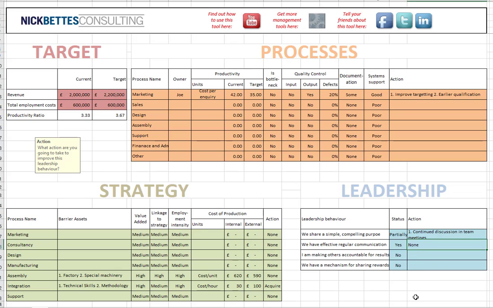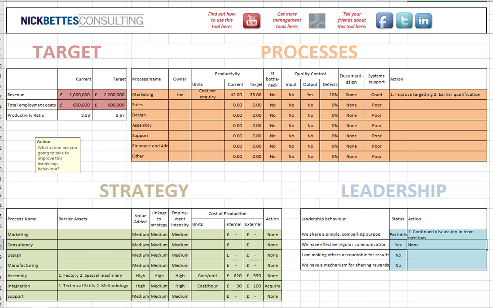So in summary, the way you use this productivity improvement roadmap is you look at what your productivity is now in terms of productivity ratio. You set a target for where you've got to be. It doesn't need to be hugely challenging in order to have a significant impact on your business. We look at the processes in your business. You can obviously change these to match your business. For each process, we look at how productive that process is, where the areas for improvement are, and we come up with a little action plan.